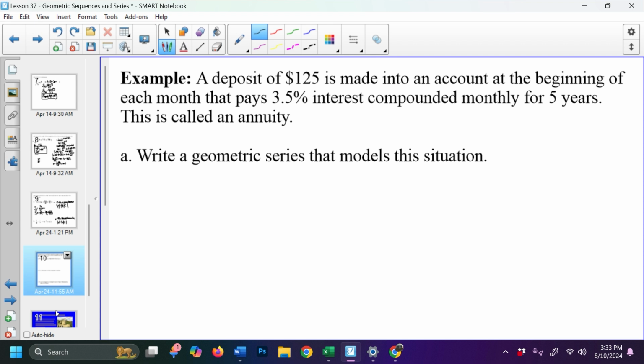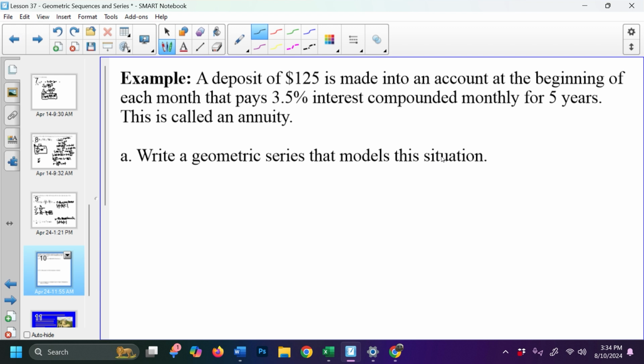Most of you are going to take a little bit of money, put it into an account, and save a little bit after a little bit after a little bit until you're ready to retire. So this is an example of that, and we're going to get to see how that money increases over time. The example says a deposit of $125 is made into an account at the beginning of each month that pays 3.5% interest compounded monthly for 5 years. This is called an annuity. Write a geometric series that models the situation.